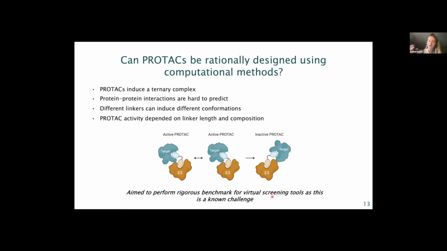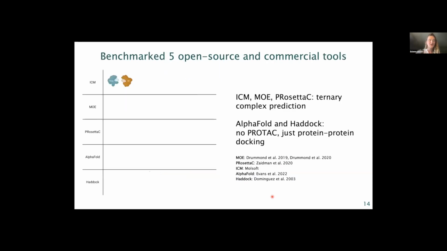So I was interested to see how tools were handling this problem. Oh, I had animations there. So first, the one I use, of course, is ICM.